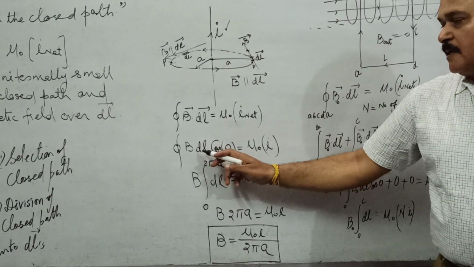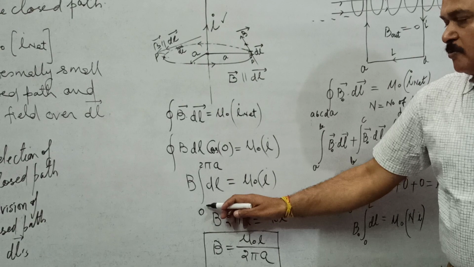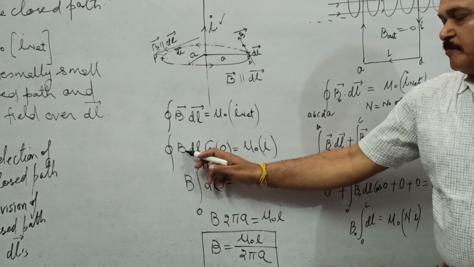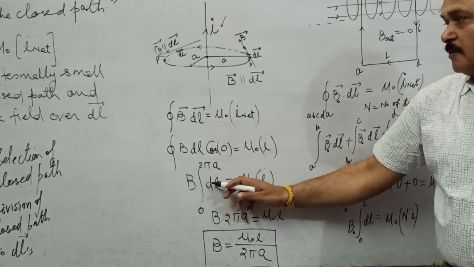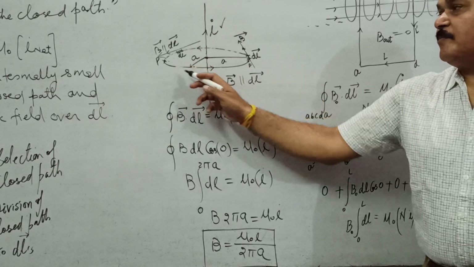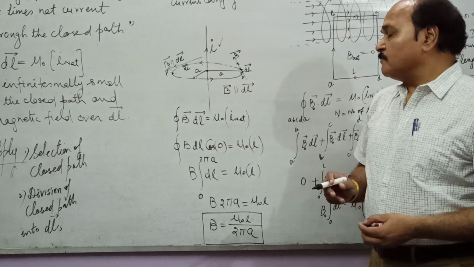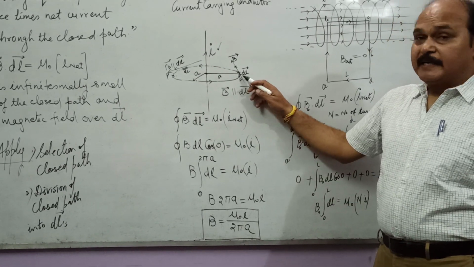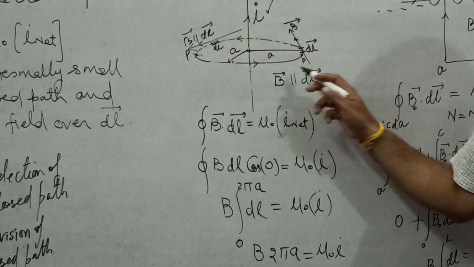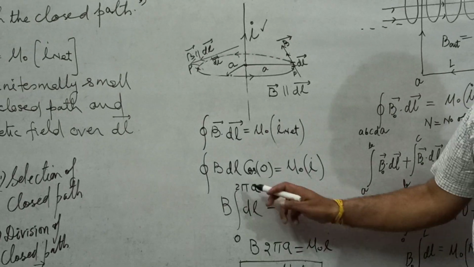B dot dl, integration of dl is what? 0 to 2 pi a. B is a constant, and we integrate dl. Why is B constant? Because each and every point over this closed path is at a distance a from the center, and that is where we want to find the magnetic field. If the magnetic field intensity here is B, everywhere it would be B in magnitude. So this B is constant.